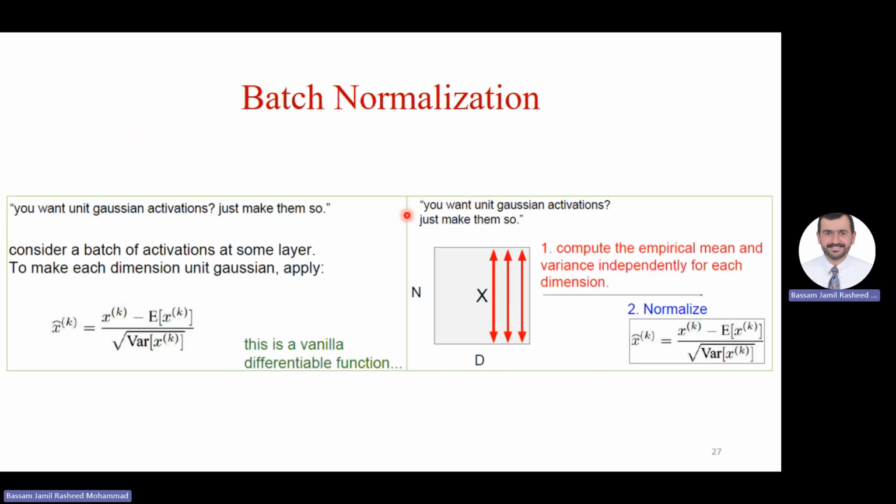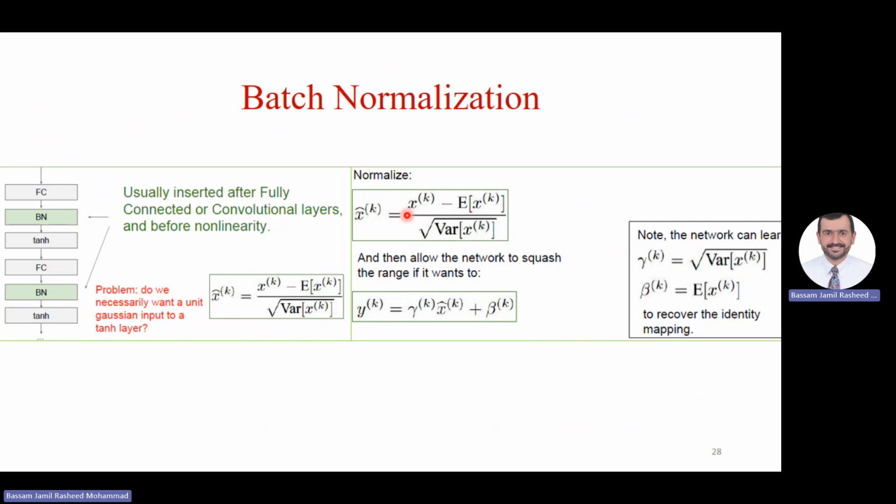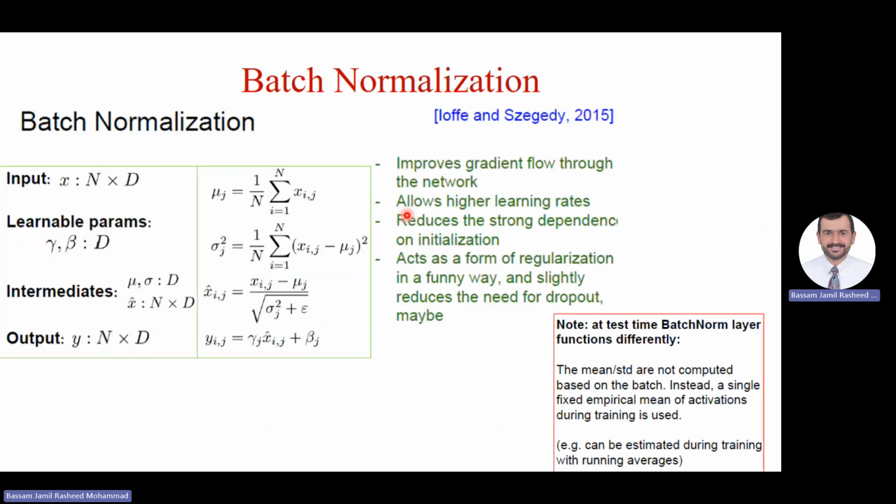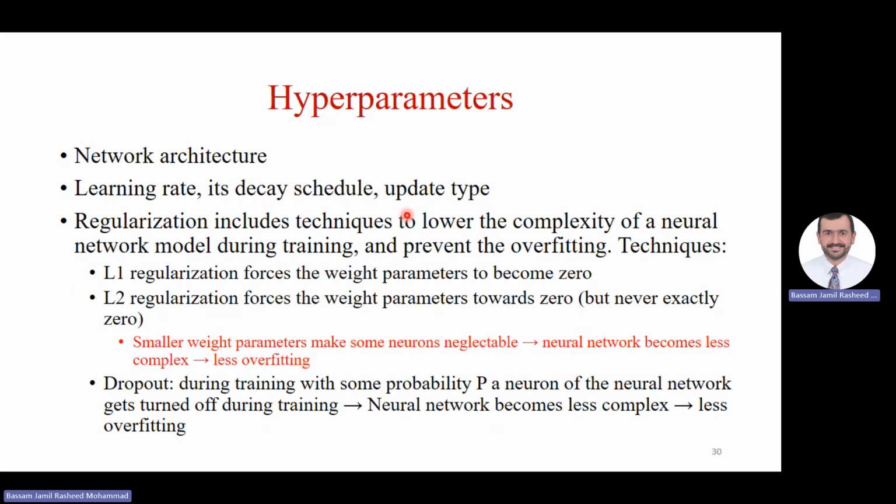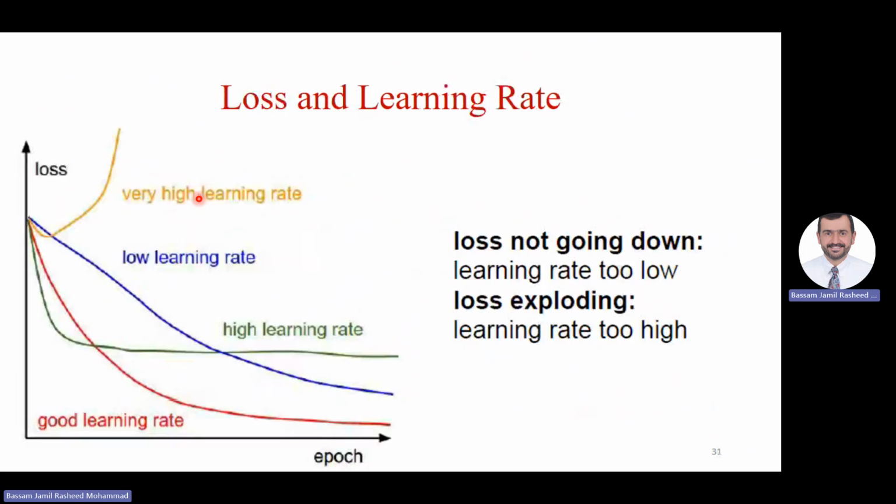We talked about batch normalization. I'm not going to repeat what we talked about. It's between the steps. Hyperparameters. There are multiple hyperparameters that you can train. Let me leave this for a second. The learning rate. I want to talk about the learning rate.